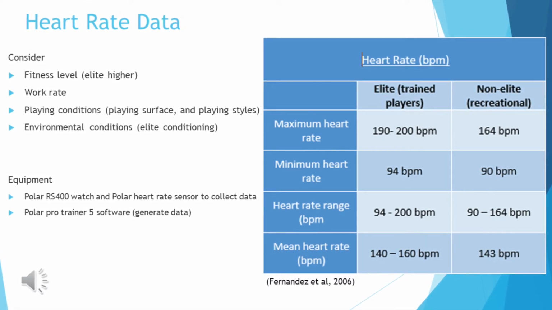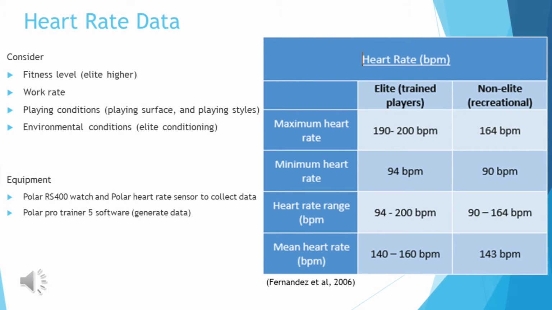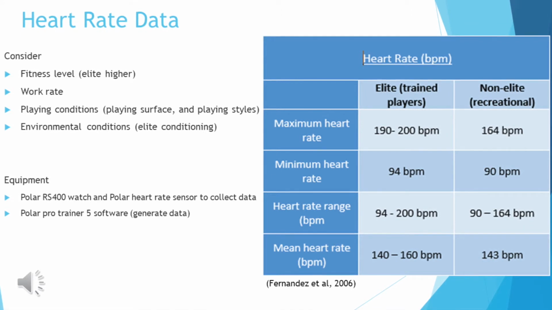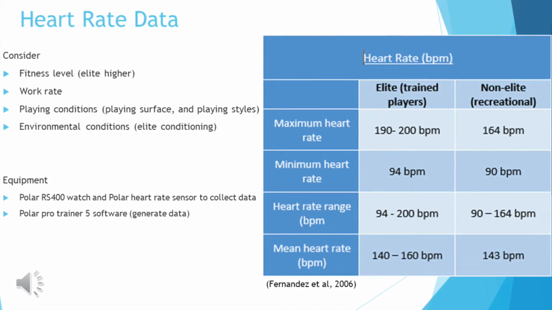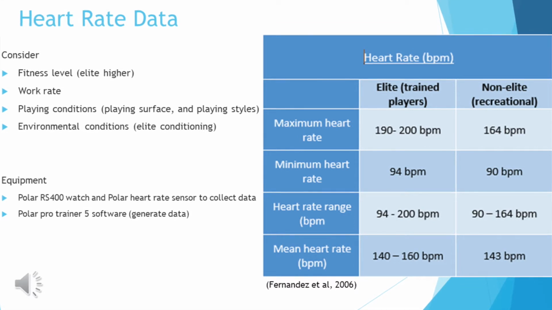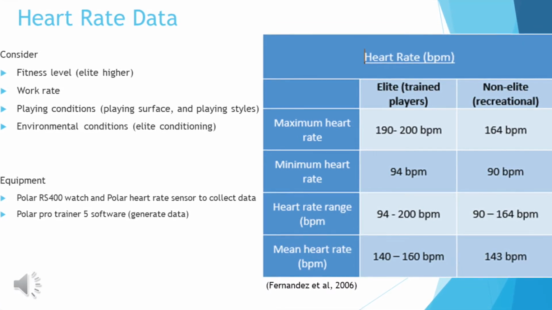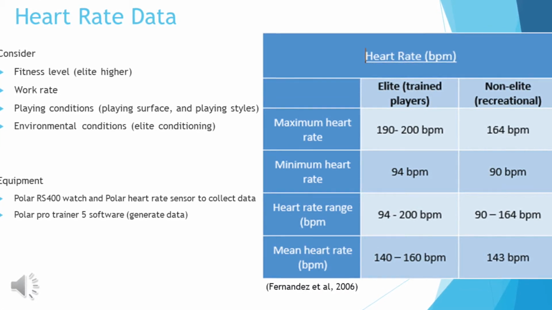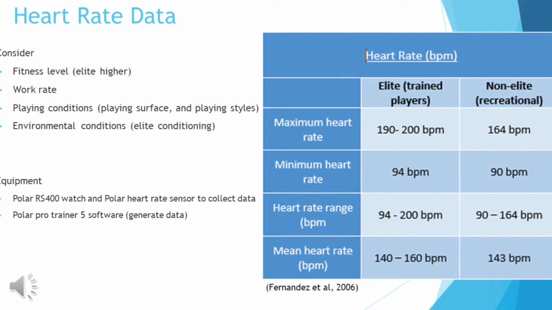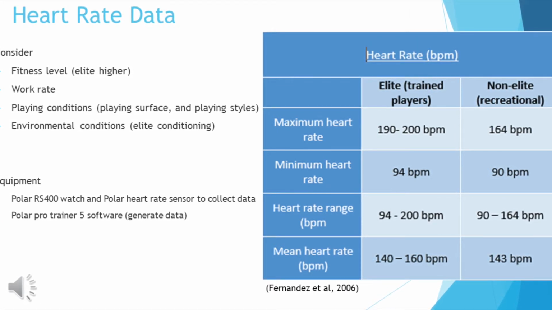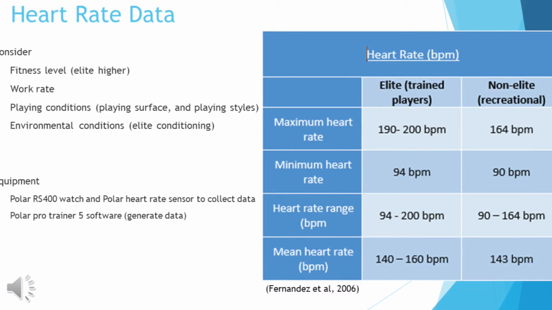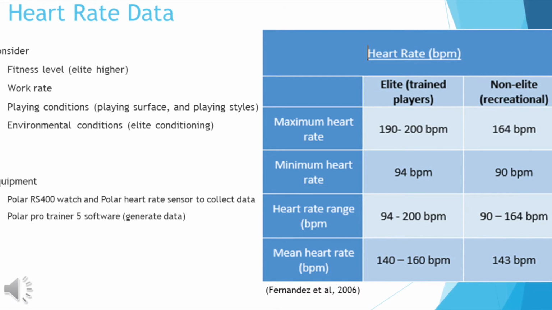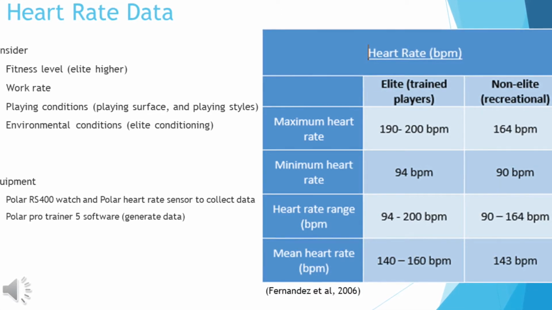For a non-elite player, the maximum heart rate was 164 beats per minute, a minimum heart rate of 90 beats per minute, a heart rate range of 90 to 164 beats per minute, and a mean heart rate of 143 beats per minute. The heart rate range and variability during a match, so you can see ranging from 94 to 200 or 90 to 164, represents the start-stop nature of tennis and the explosive bouts that are incorporated.